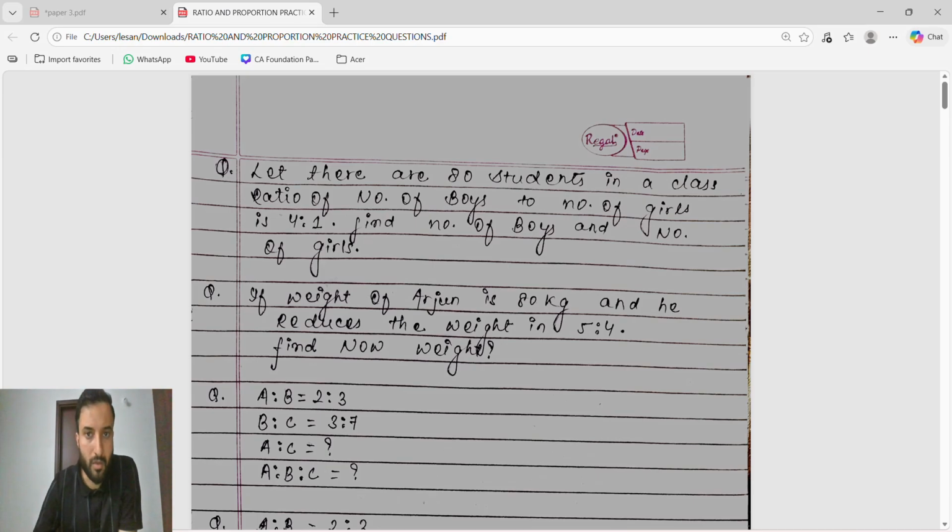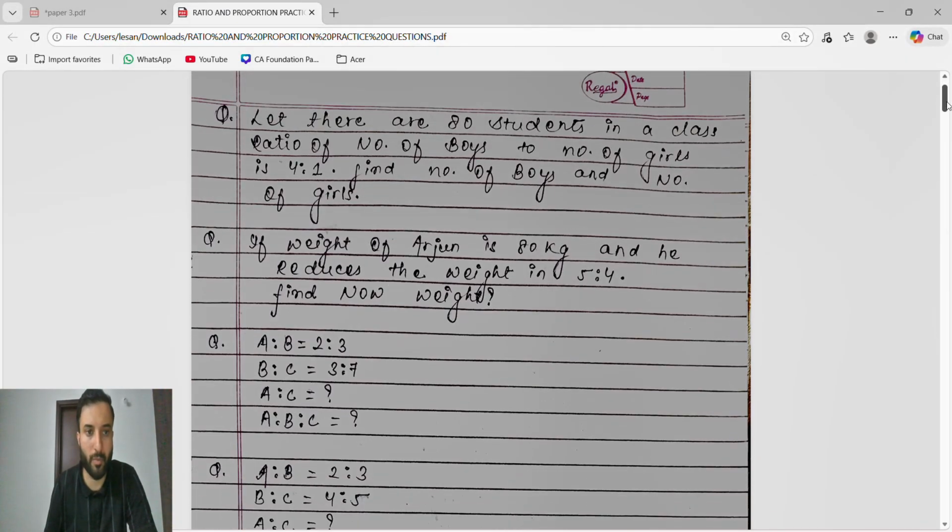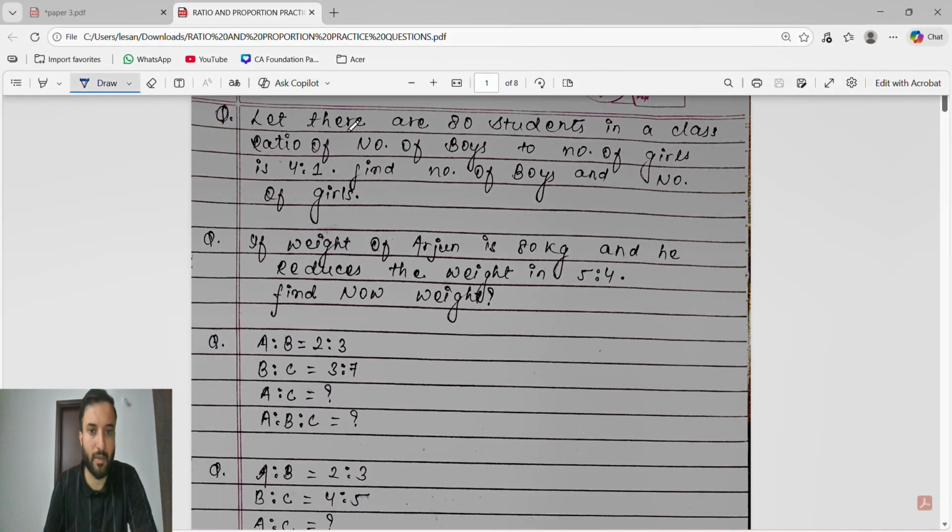See, in the CA Foundation Paper 3, ratio and proportion and many other chapters are there, guys, where you have to do very fast calculation. You have to know how to use the calculator very fast. Okay, we'll start.